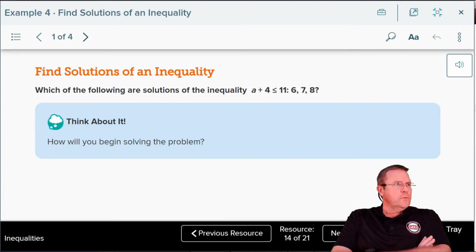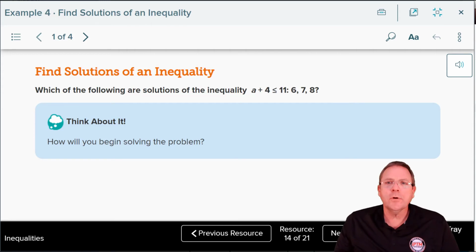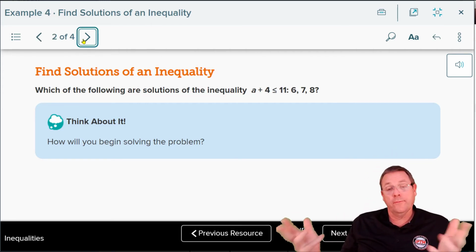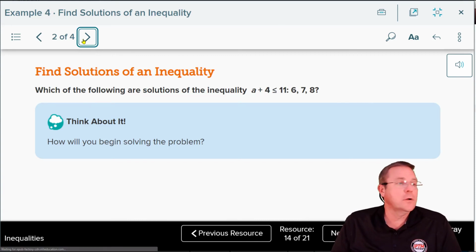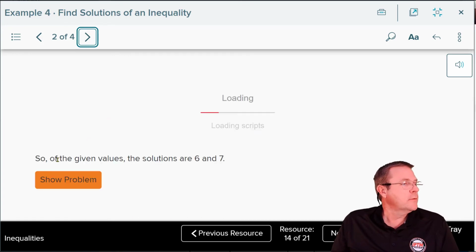Now the textbook wants us to do example number 4, which says a plus 4 is less than or equal to 11. And in this one, they give us options to choose from. We can try 6, we can try 7, and we can try 8. And they want us to plug each of these values in to find the true solutions to that inequality. So let's start off with looking at the problem. And it says that given values are 6 and 7. There was also a given value of 8, but hold on just a second while it catches up.